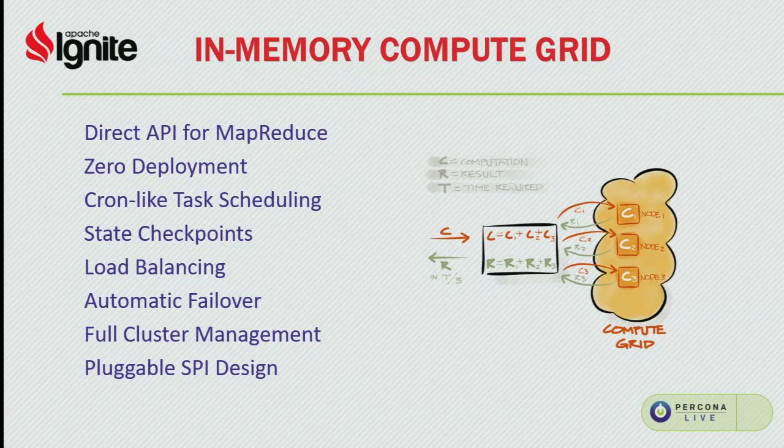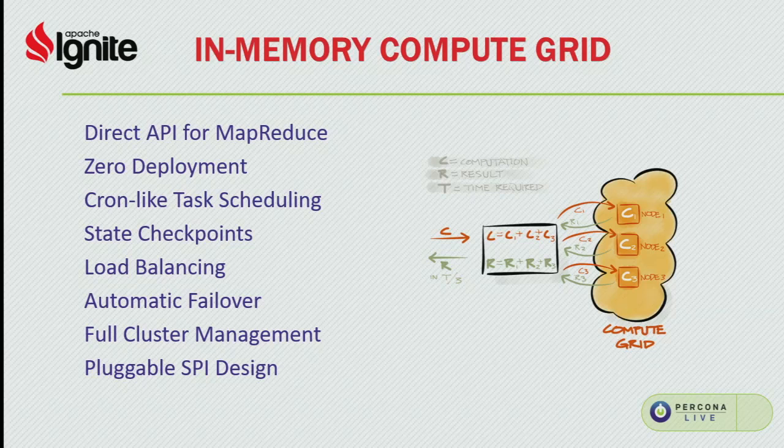Then, as for load balancing, if a task can be potentially executed on multiple nodes, then compute grid will identify, for instance, the current load of every possible candidate and will make sure that the task is executed on underloaded machines rather than on overloaded machines.